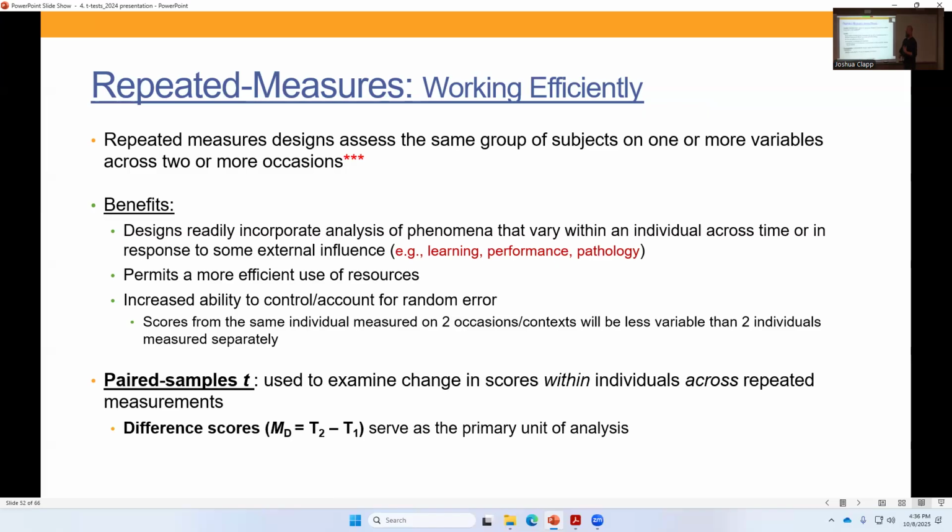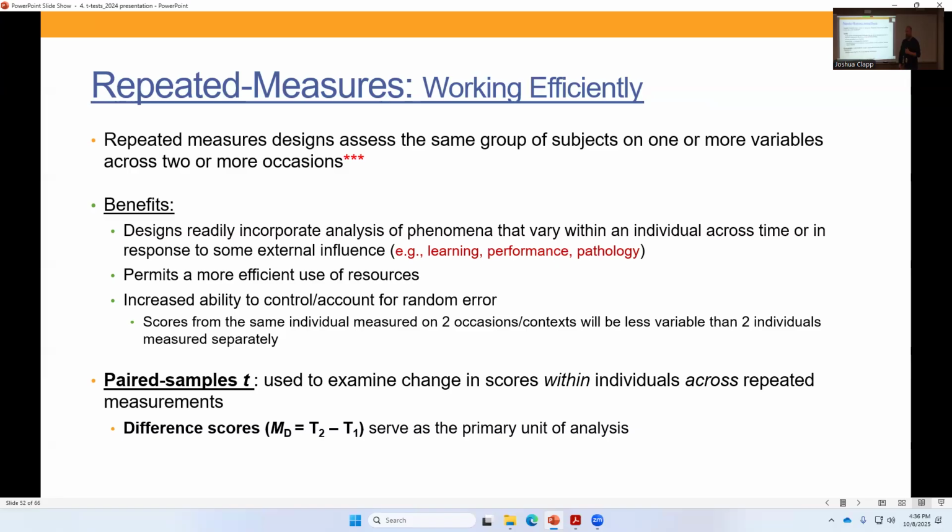Our most basic approach to doing this is going to be our paired sample t-test, and what we're doing is using it to look at change in scores within the individuals across repeated measures. Circle this, star it, and make sure you highlight it for your paired sample t-test: what you're actually working with, your outcome, is going to be your difference scores. Difference scores are the key thing you're going to be looking at.